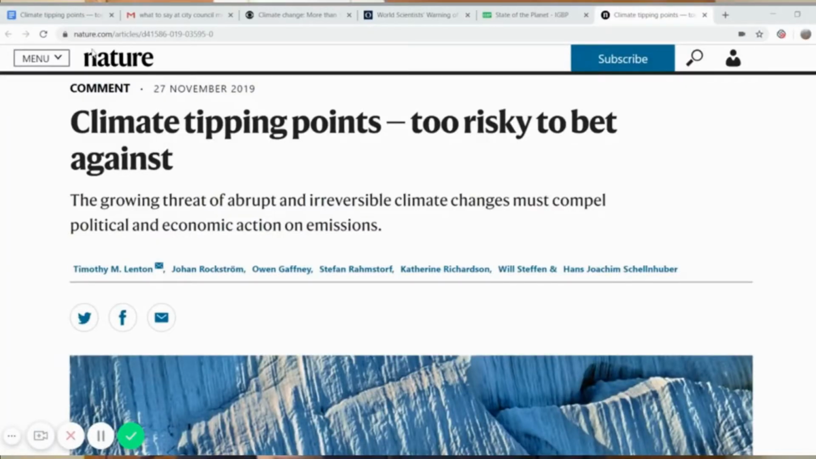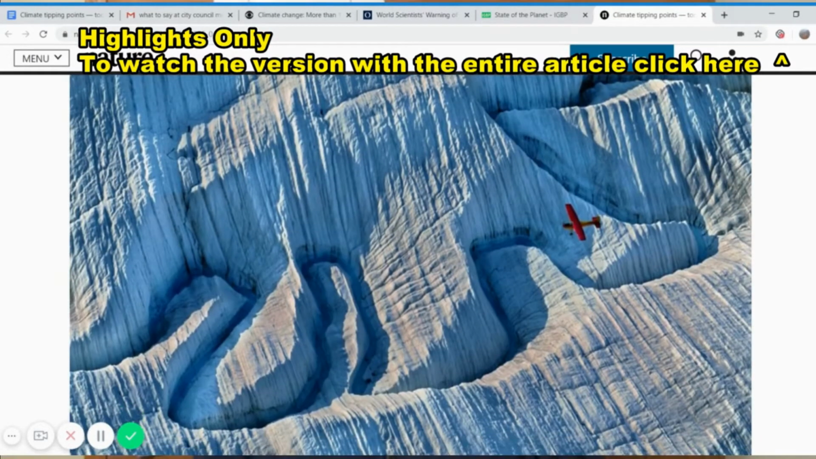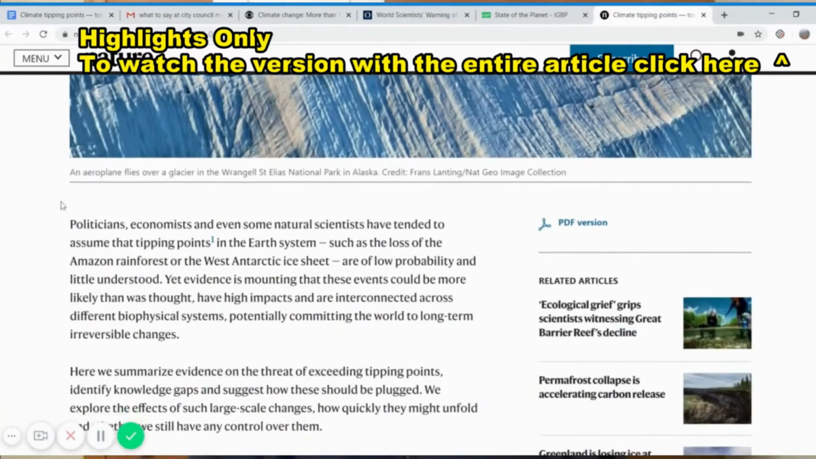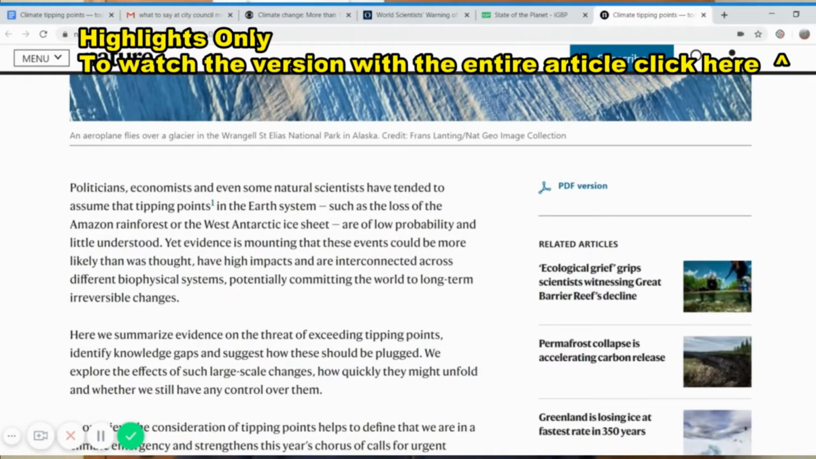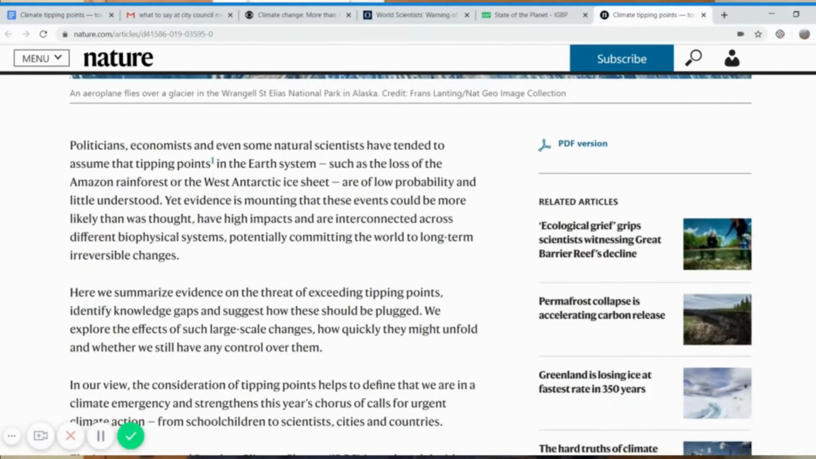Hey everybody, so this article that was just published in the journal Nature a couple of weeks ago does a great job of summarizing the terrifying severity of the climate crisis. Politicians and economists and even some natural scientists have tended to assume that tipping points in the Earth's system, such as the loss of the Amazon rainforest or the West Antarctic ice sheet, are of low probability and little understood. Yet, evidence is mounting that these events could be more likely than was thought, have high impacts, and are interconnected across different biophysical systems, potentially committing the world to long-term irreversible changes.